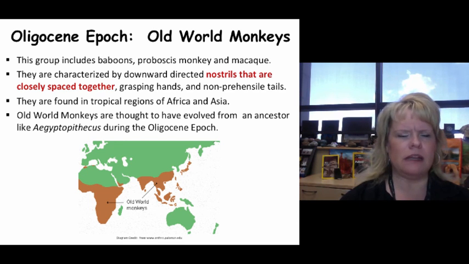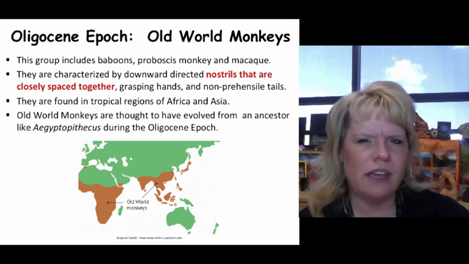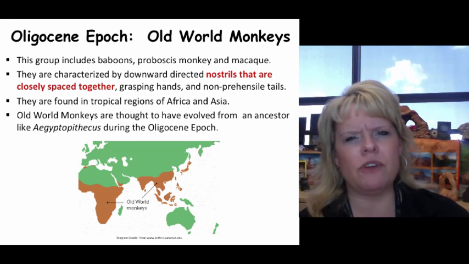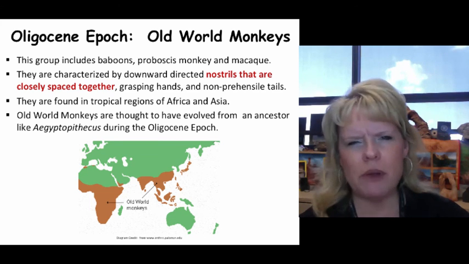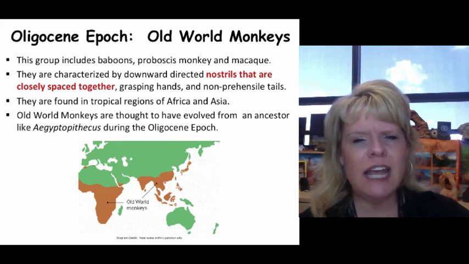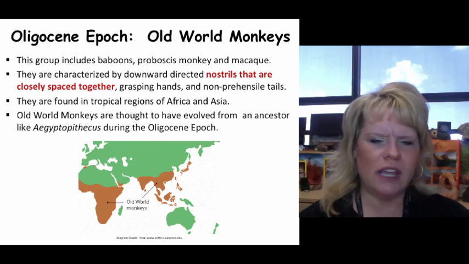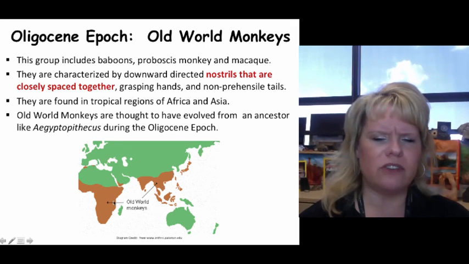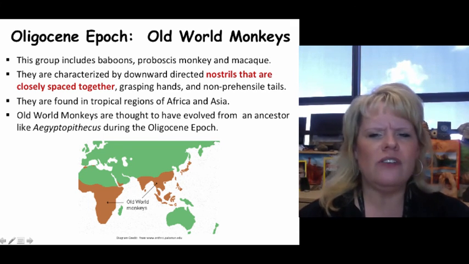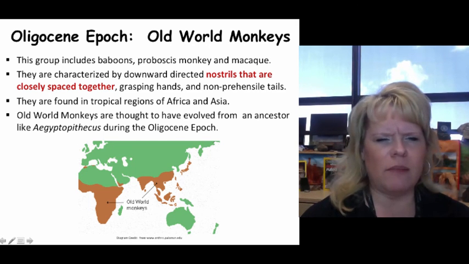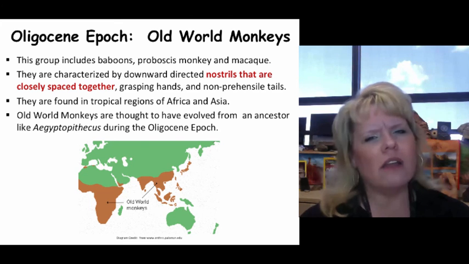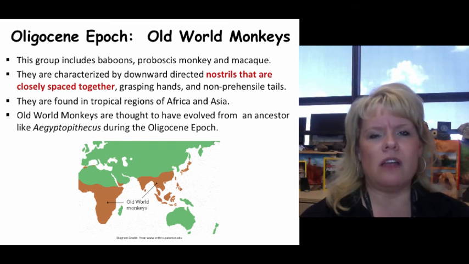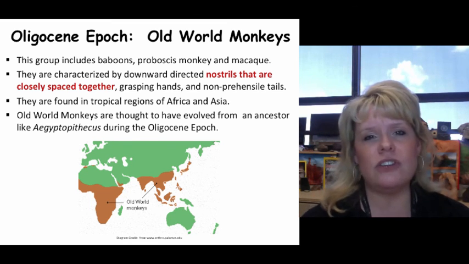What does that mean? Non-prehensile tails basically means they couldn't wrap. If you have a prehensile tail, they could wrap around things. They are found in the tropical regions of Africa and Asia. So you're looking at Old World monkeys in these areas right here. They are thought to evolve from an ancestor that we learned about earlier from the Oligocene epoch, and they have radiated to these locations.